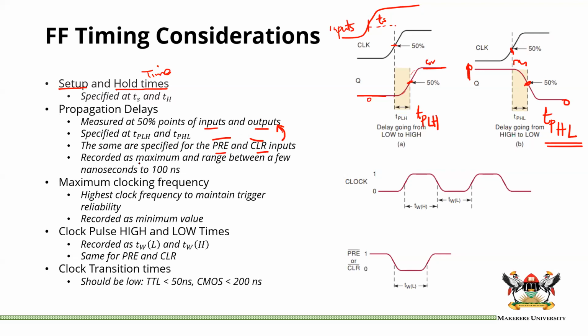So they will find the maximum value of the TP, H to L, and TP, low to high. These will be different, by the way. That's why we specify them differently. The values will be different, but they will always take the maximum out of a batch. It means that all of the others can also meet those time requirements, but you're confident as a buyer that if I pick any of these, it will be within this range of the propagation delay.